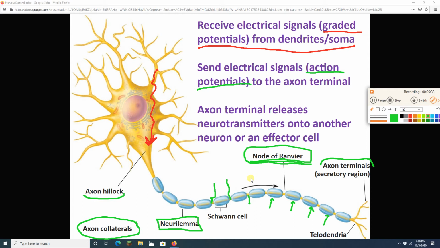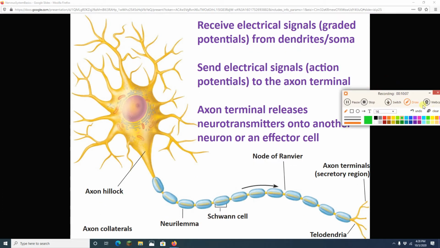Now, at the end of the axon, we do get some branches. Branches at the end are called telodendria, which literally means branches at the end. And then the telodendria finish as axon terminals. And as we said earlier, axon terminals release neurotransmitters either onto another neuron or onto an effector cell. All right. Let's clear that.